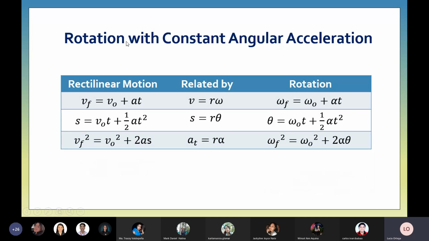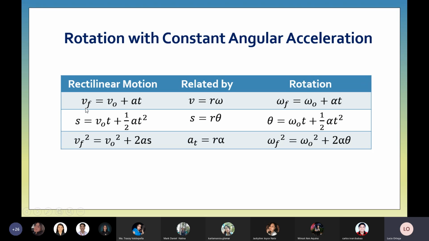So let's go to the equations for rotation with constant acceleration. This would be the rectilinear motion equation. If you remember, we have discussed this in chapter 2. And these are the equations for rotation. So the relationship between the two, linear and rotation, these are the equations.